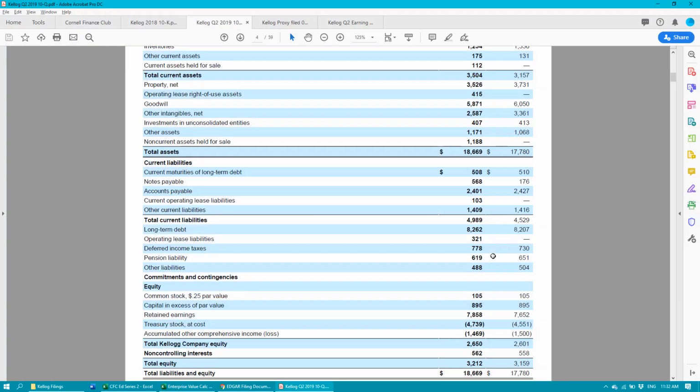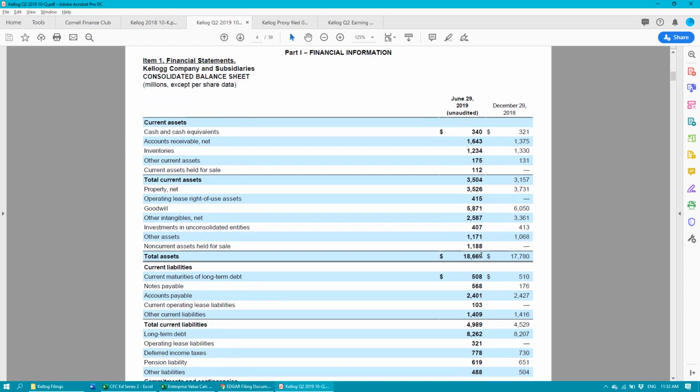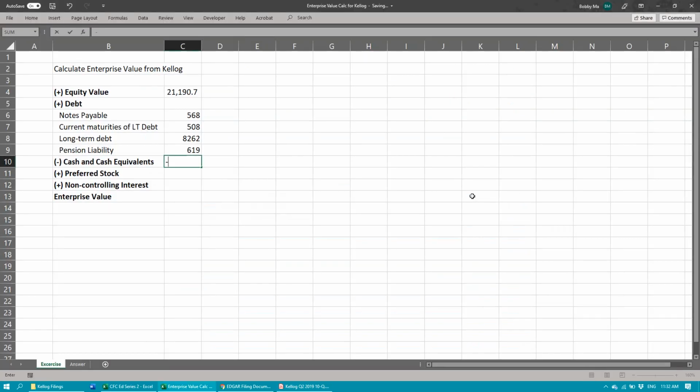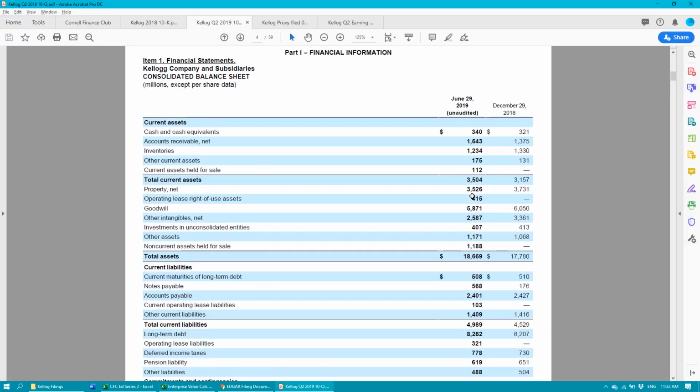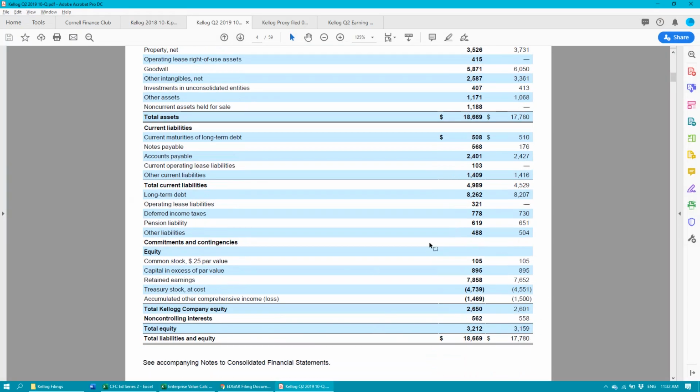Then you have cash and cash equivalents, which, again, with the formula, you subtract out. So you have $340 in cash and cash equivalents, so subtract out 340. Preferred stock: Kellogg has no preferred stock, so it's 0. And you can see here that there are non-controlling interests, so it's 562.